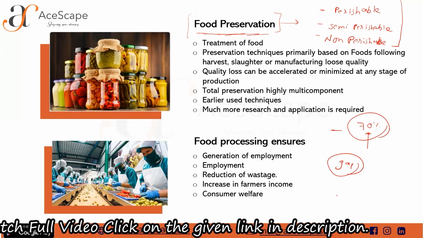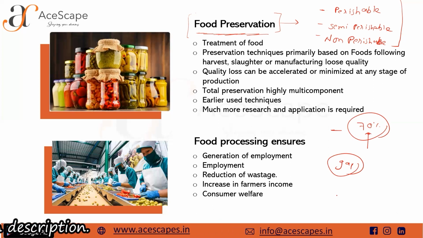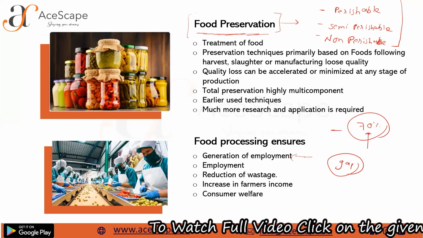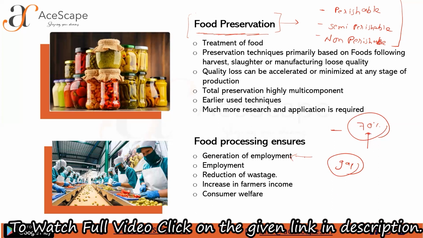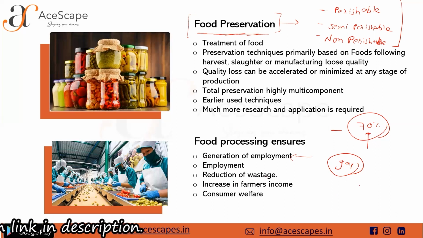We have to develop such techniques. Some may be interested in business, so they may start a company which can develop these. So these are the areas where we can work. Food processing ensures generation of employment. Obviously, if somebody starts an industry, they require manpower for their operations. Employment is there. Then reduction of wastage, as I told you, for example tomato and potato.